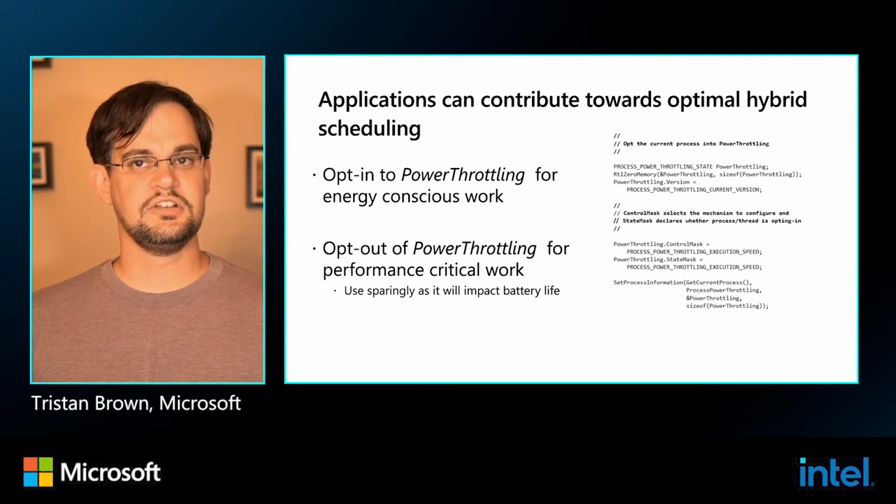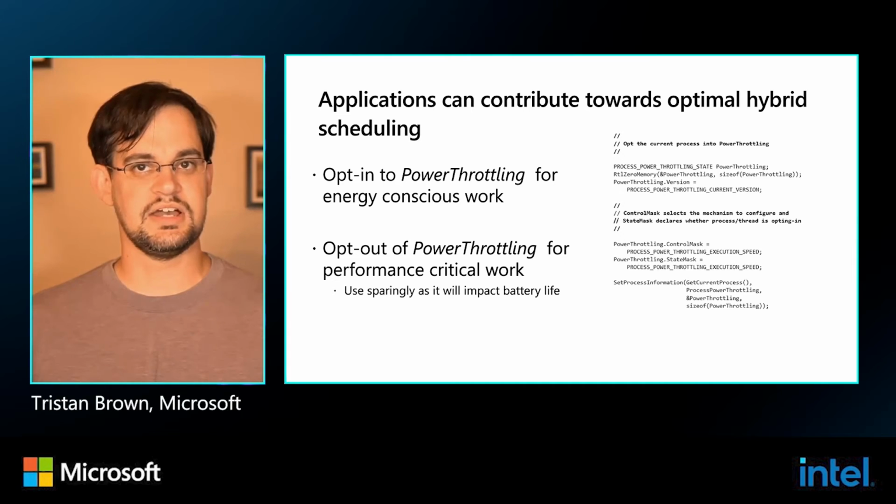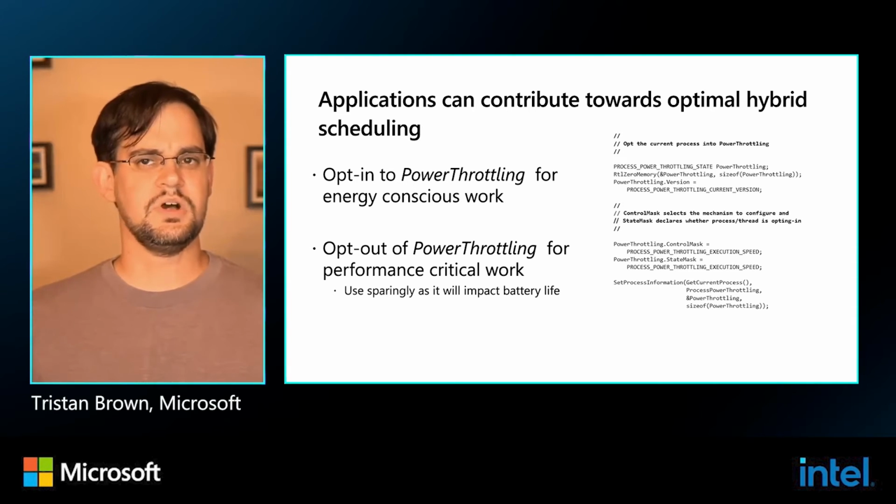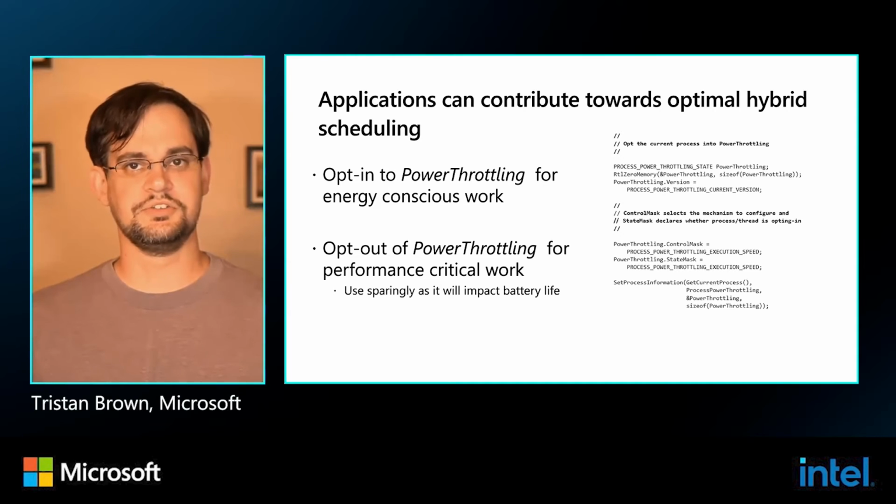Opting in or out of power throttling is simple with the SetProcessInformation and SetThreadInformation APIs. Set the control bit for execution speed to indicate the application wants to control power throttling. Setting the state bit opts in and clearing the state bit opts out. Clearing the control bit will return control back to Windows. Note that while opting into execution speed throttling may reduce CPU performance while your work is running, that isn't guaranteed.